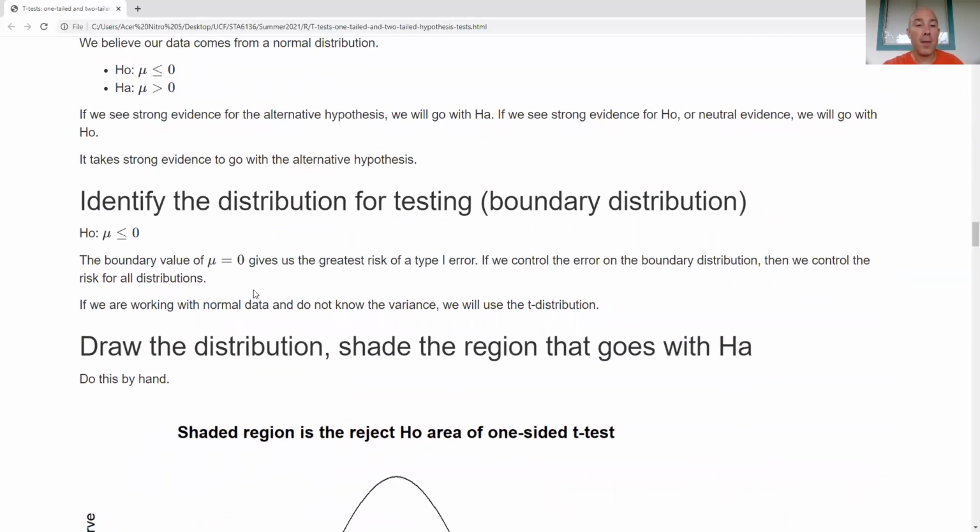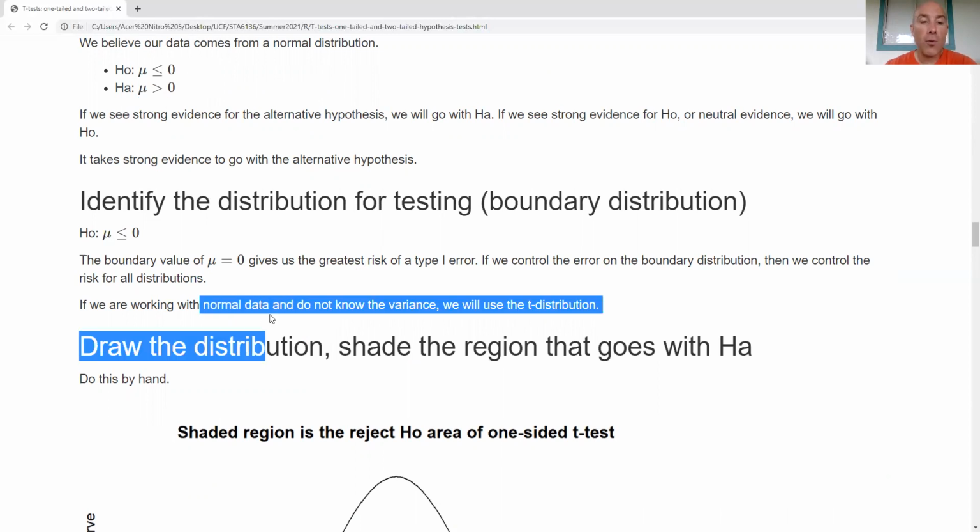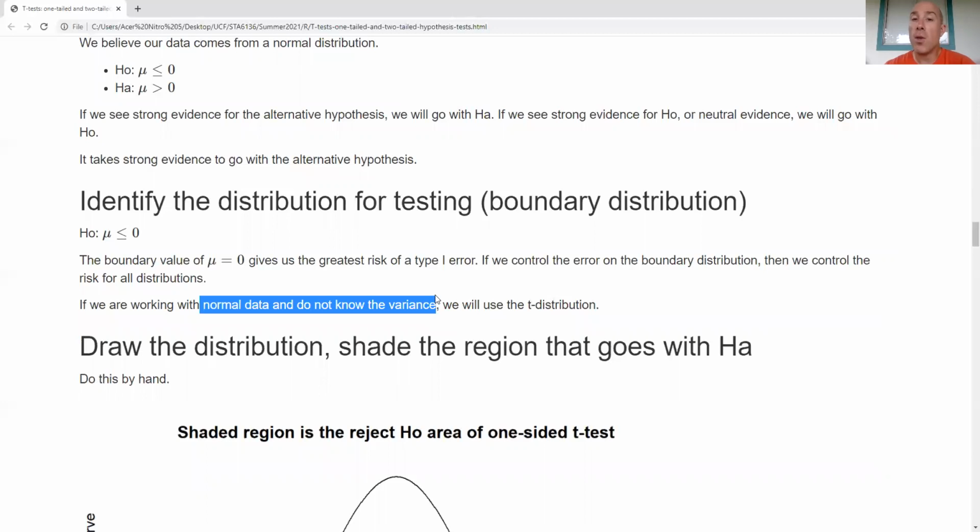Now I identify the boundary distribution. This is the one we will use for testing. So here, I notice less than or equal to 0, greater than 0. 0 is my boundary value. Therefore, I'm going to set mu equals 0 to establish my boundary distribution. And if I'm working with the normal distribution and I don't know the variance, I'm going to use the t-distribution. My opinion is that if you're working with normal data for this problem, for population averages, you should just use the t-distribution regardless.